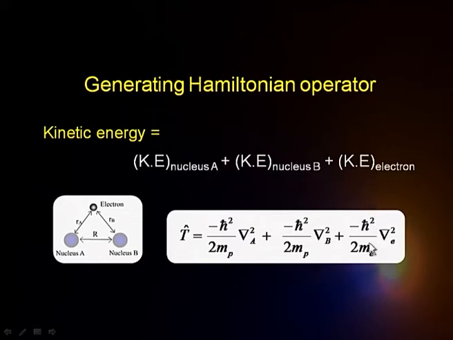and the kinetic energy of the electron can be given as minus h cross square by 2 me. So, that is the difference here. You talk about the mass of the electron here, and also del E, because del E will depend on the coordinates of the electron, whereas these two were dependent on the coordinates of the nuclei, nucleus A and nucleus B. So, that is my kinetic energy operator.